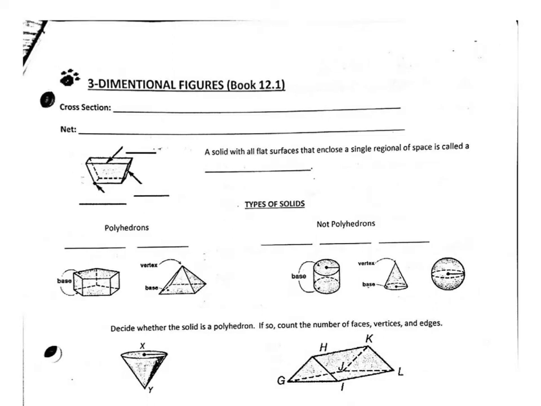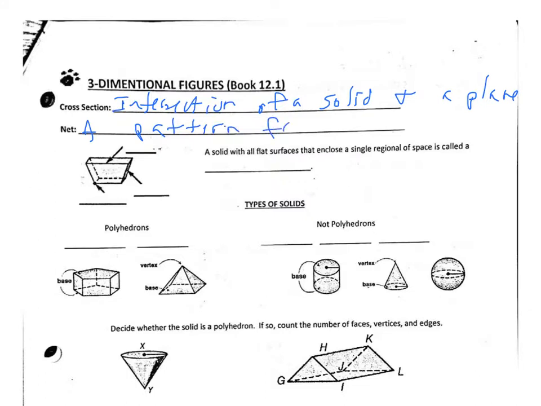Okay, talking about three-dimensional figures. First term we're going to look at is a cross section. This is the intersection, you can read that, of a solid and a plane. Okay, a net is a pattern for a three-dimensional solid. We'll look at that in a few minutes.